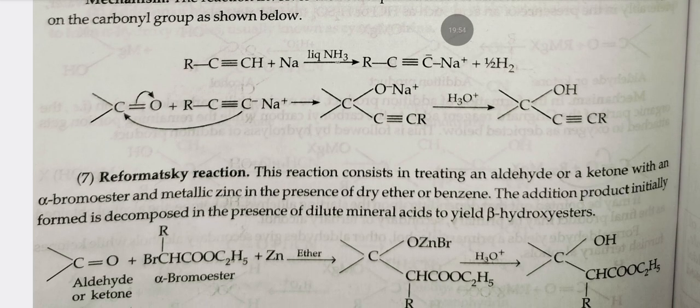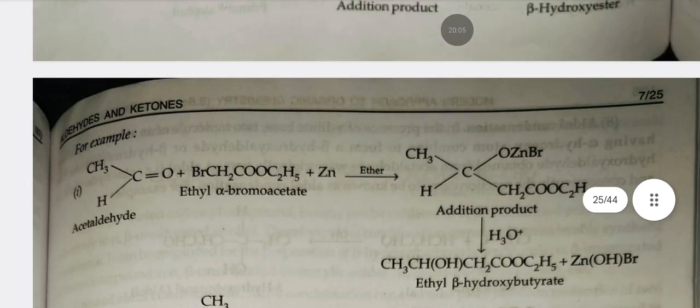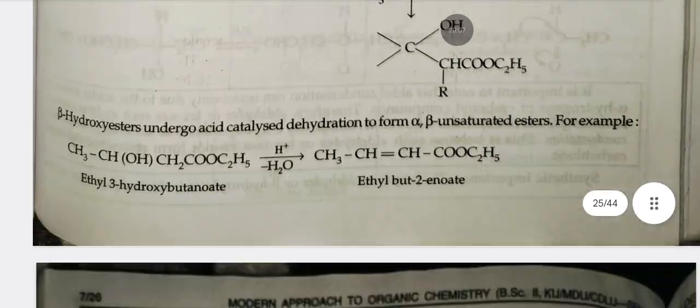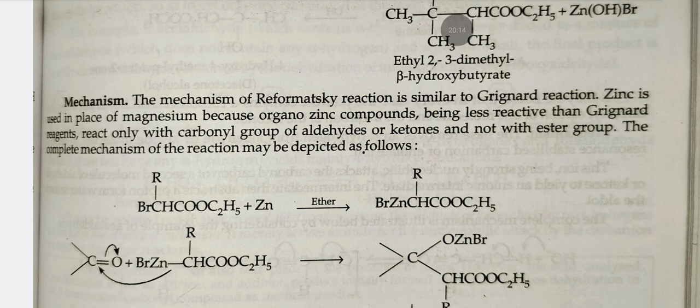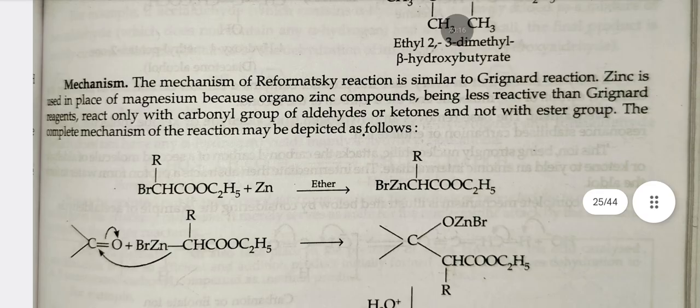Reformatsky reaction. The reaction consists in treating an aldehyde or ketone with an alpha-bromoester and metallic zinc in the presence of dry ether or benzene. The addition product is initially formed and is then treated with mineral acid to yield the product. Mechanism: the mechanism of the Reformatsky reaction is similar to that of the Grignard reagent. Zinc is used in place of magnesium because organozinc compounds, being less reactive than Grignard reagents, react only with the carbonyl group of aldehydes or ketones and not with the ester.